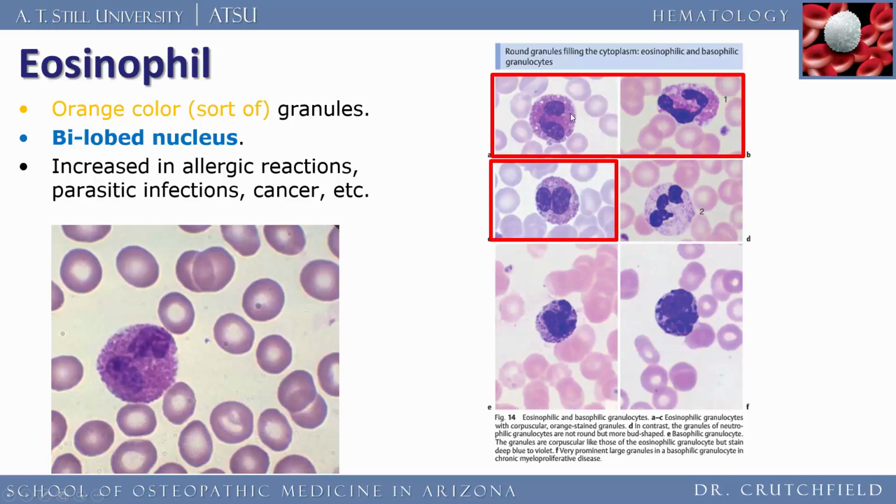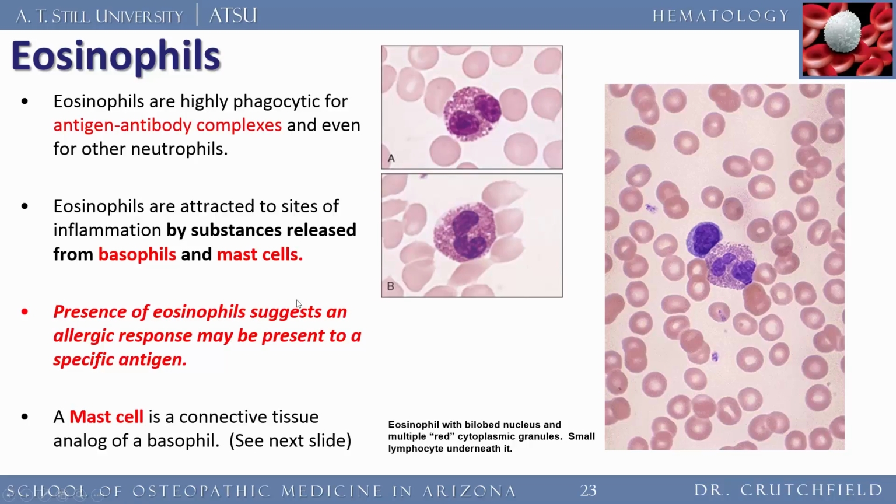Bilobed nucleus, red granules, eosinophil, seen in allergic reactions. So if you have really bad allergies or you're allergic to something and you come in and I draw your blood, we're probably going to see what's called eosinophilia. These eosinophils are highly phagocytic for antigen-antibody complexes, and they can even chomp away and eat other neutrophils. They are attracted to sites of inflammation by substances released from basophils and mast cells. We're going to look at a mast cell on the next slide. The presence of eosinophils, I've already said, suggests an allergic response to a specific antigen.